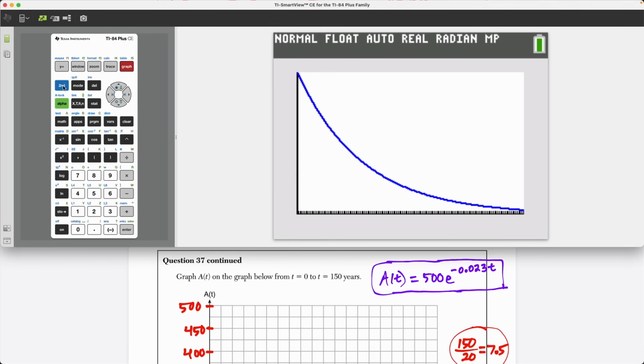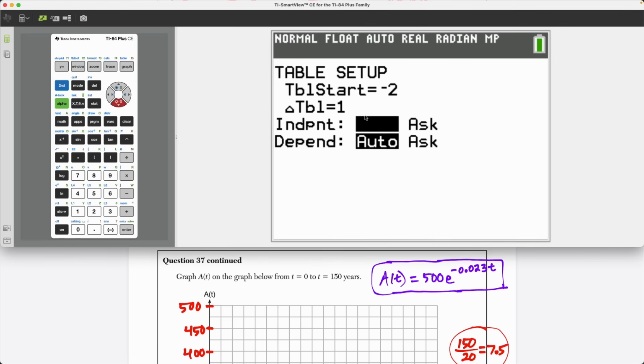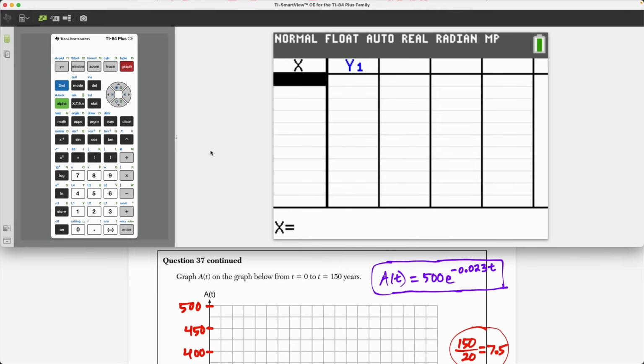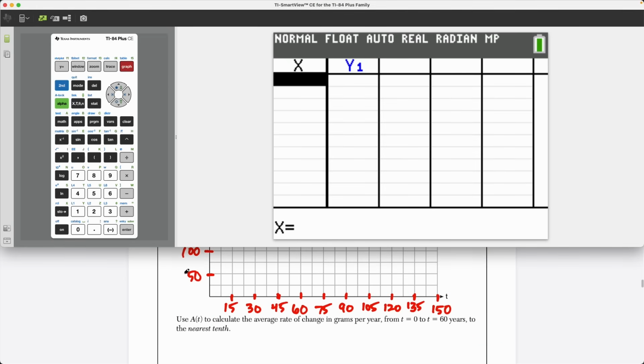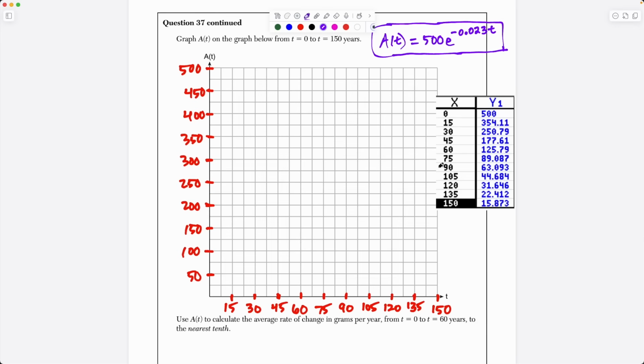But now I'm going to press second graph here to go to the table. And you might think, oh no, it's going to take me forever to scroll to 150. But just know what you could do is you could press second window and you could change your independent from auto to ask. And then when you go to your table, you can make a custom table here. Okay, so then I could just type in these values. I could do 0, I could do 15. I just type it in and press enter. And I just keep doing this all the way until the end, okay, until I get to 150. So now I'm just going to plot these points, getting as reasonably close as possible.